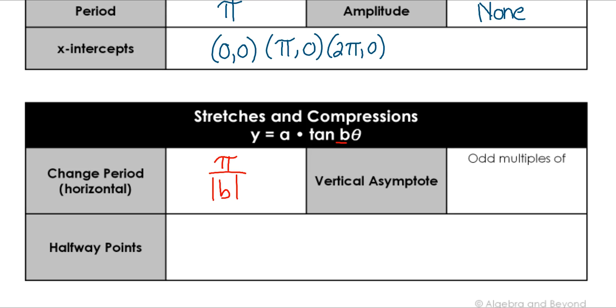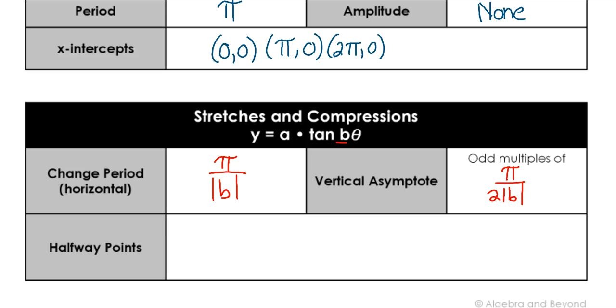Those vertical asymptotes, depending on how it's stretched or compressed in the horizontal way, are going to change. So that is going to take those odd multiples of pi and divide them by 2 times the absolute value of b. So if we have a stretch or compression with b, it is going to change where those asymptotes lie.